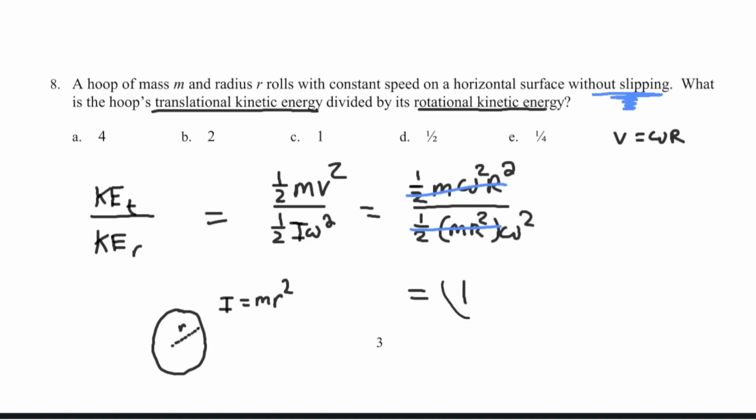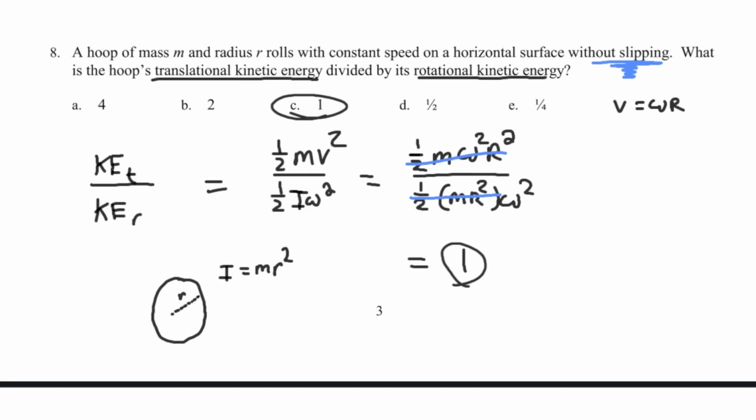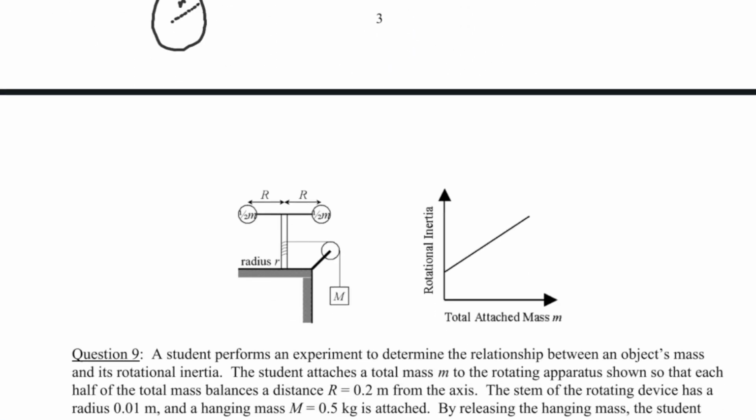So a hoop is the rare exception where its rotational kinetic energy is exactly the same as its translational kinetic energy when you're rolling without slipping. And also, little side note, this is actually always equal to the shape constant for your moment of inertia.